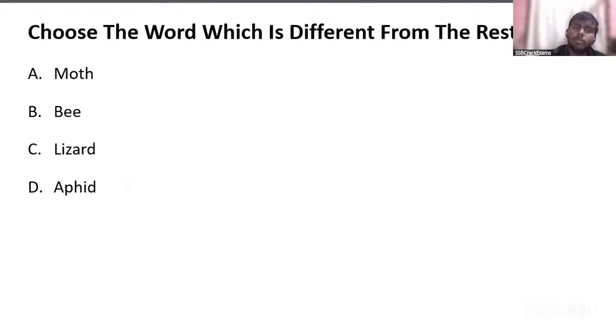Moth, bee, lizard. Moth is a very big character, but we will read about it. Lizard is very small. Bee is very small. But now you can think it is not about size. It is about what type of animal they are. Insect or bird or what. So lizard is my answer. Which family they belong to, according to it, the answer was there.